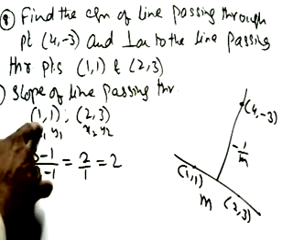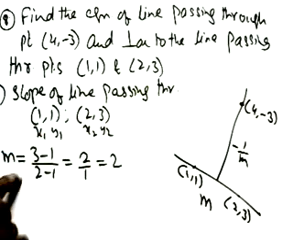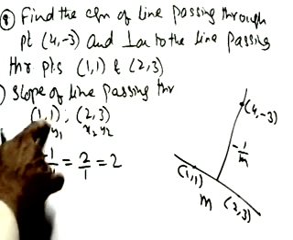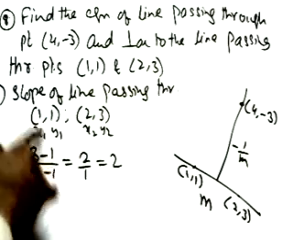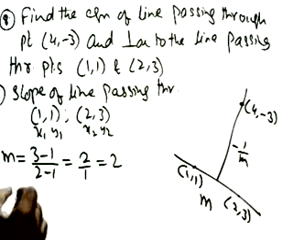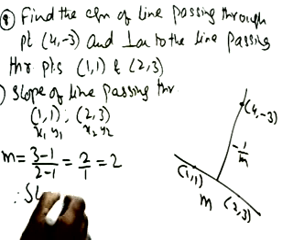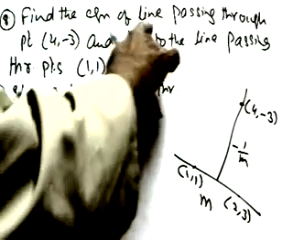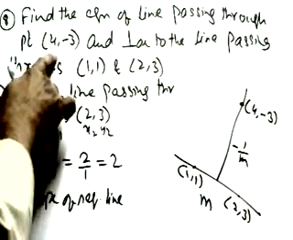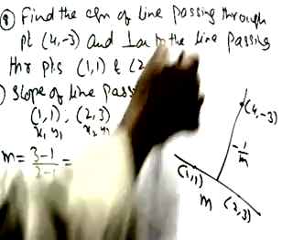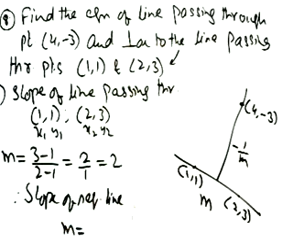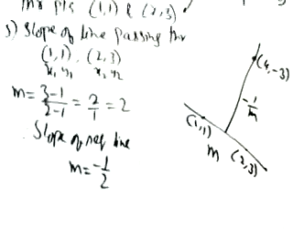So let us start. The slope of the line passing through (1, 1) and (2, 3) is m equals (y2 minus y1) by (x2 minus x1). 3 minus 1 is 2, 2 minus 1 is 1, so m is 2 by 1, which is 2. Therefore, the slope of the required line, which is perpendicular to this line, is found by changing the sign and taking the reciprocal. So 2 becomes -1/2.